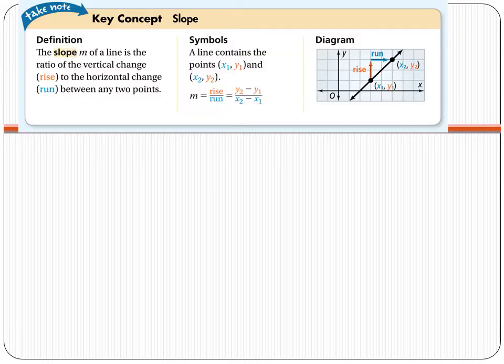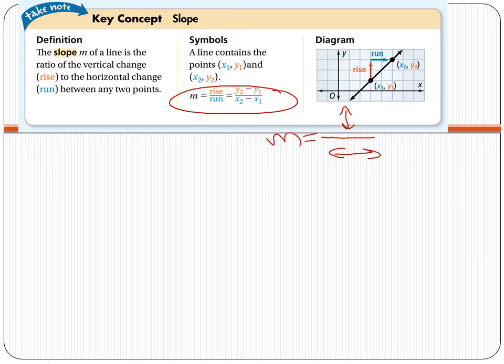Okay, so hopefully you remember the formula for slope. The slope, which is m, equals rise over run, which is y2 minus y1 divided by x2 minus x1. All right, it's rise over run. Another way to think about it is the up and down over the left and right.